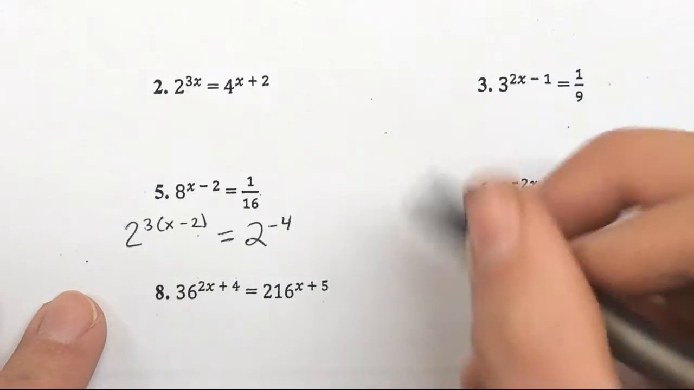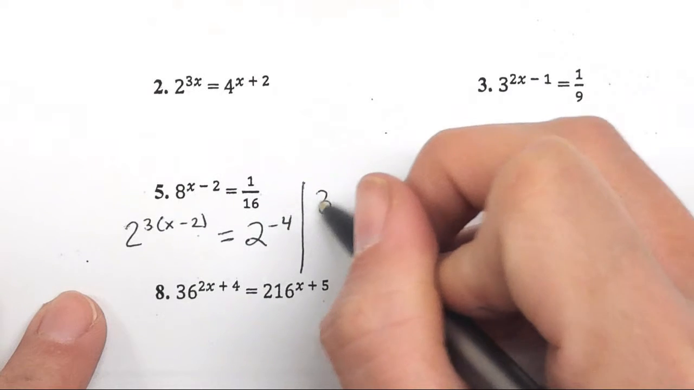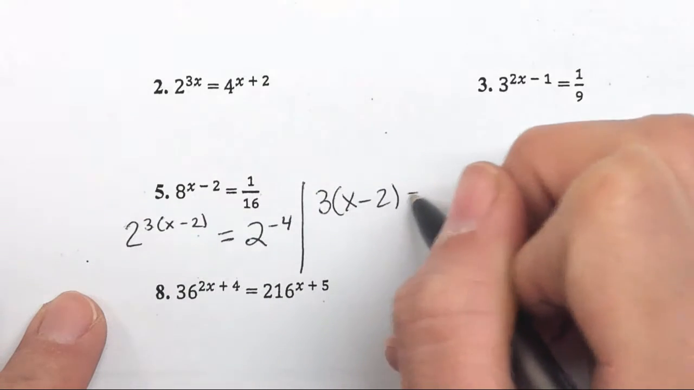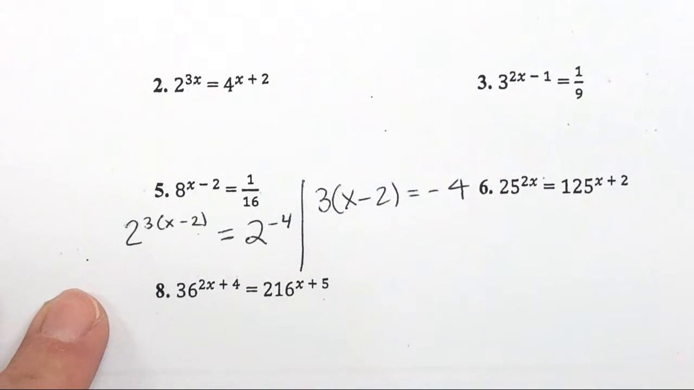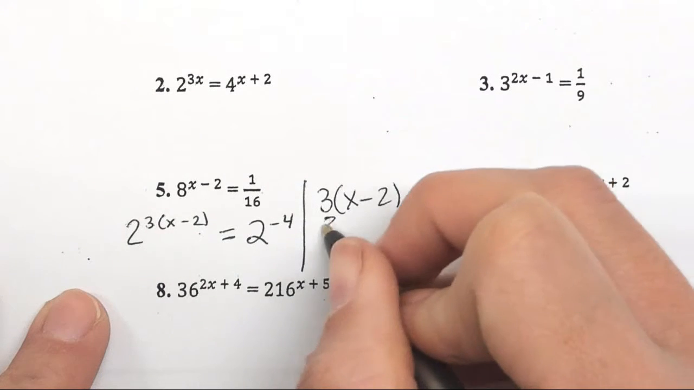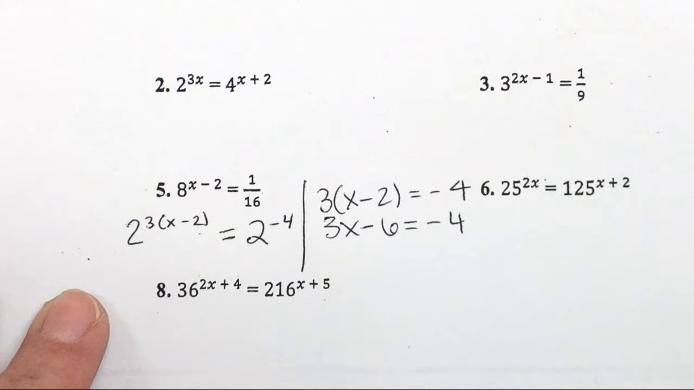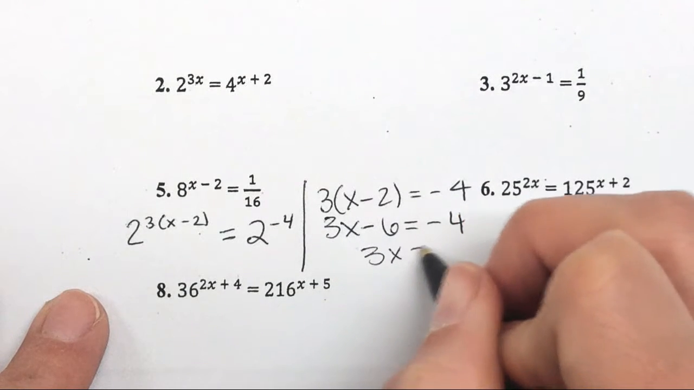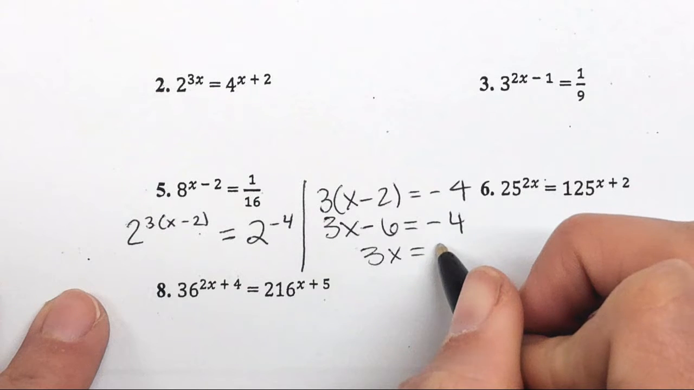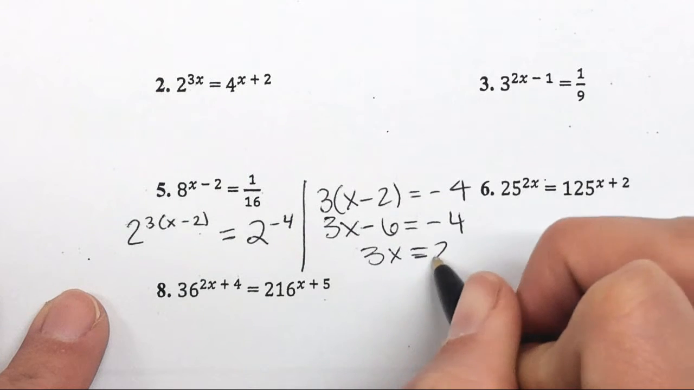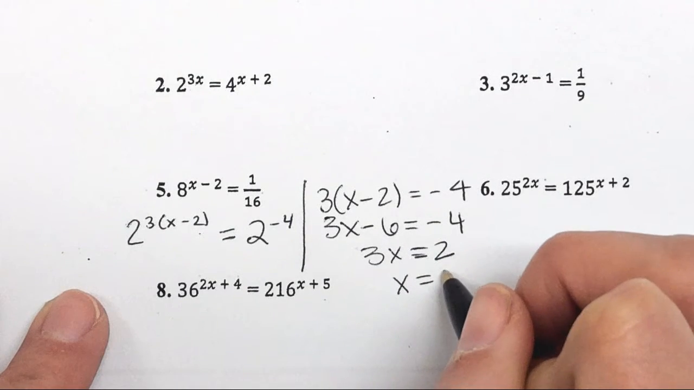And now we set them equal. So this will be 3x minus 2 equals negative 4. Do y'all want to distribute first? Okay, so we'll have 3x minus 6 equals negative 4. Now what? So we get 3x equals 2. So x equals 2 over 3.